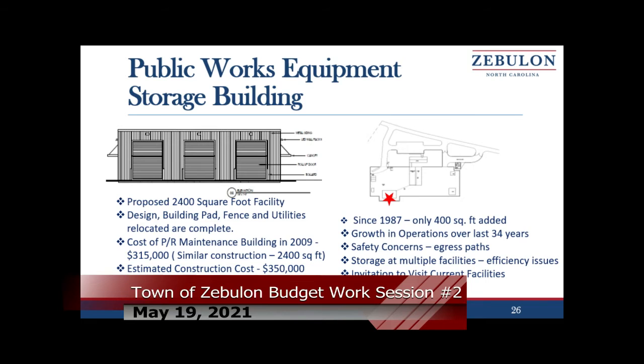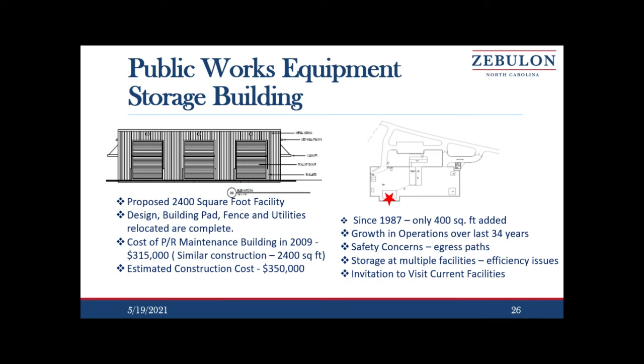Hearing none, we'll go to the next item recommended in Mr. Moore's budget, the Public Works Equipment Storage Building. This is a 2,400 square foot facility. Some of you may remember we had previously designed this project. We have built the pad. We have relocated the fence. We relocated utilities in 2018.